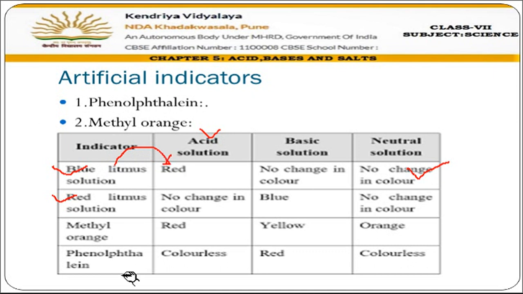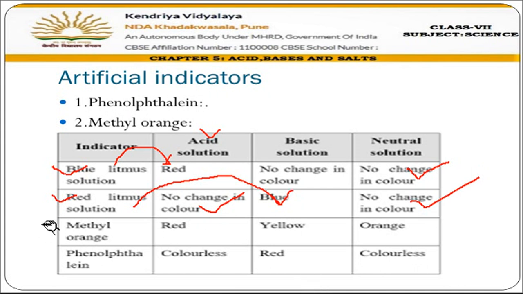Now take another indicator, red litmus. If you put red litmus in acid, there will be no change, because acids can change blue to red, not red to blue. If you put red litmus in base, the base will turn red litmus to blue color. This is the property of base, that it turns red to blue. And if red litmus is put in neutral solution, there is no change in color.